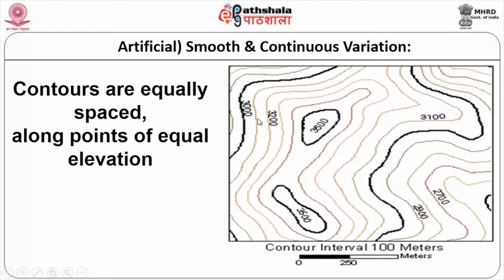Each of them, depending upon the type of map where it is being used, could be 100 meters or 200 meters, or 10 meters, 20 meters. Here it is 100 meters each: 3000, 3100, 200, 300, 400 and 500. This is what I was telling you.